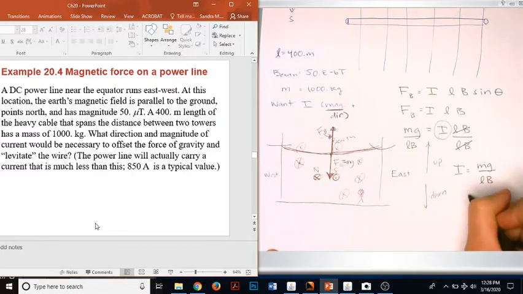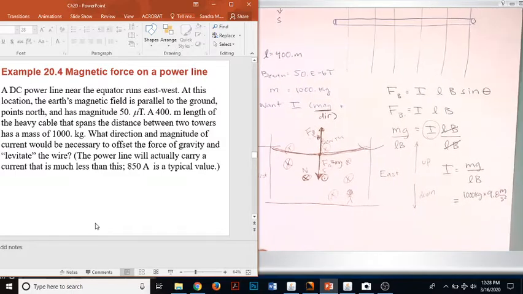Let's plug in all the numbers. So mg is 1,000 kilograms times 9.8 meters per second squared, divided by 400 meters times 50 times 10 to the negative 6 Tesla. And plugging in all those numbers gives me 490,000 amps is the magnitude.